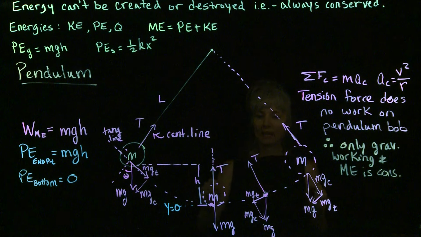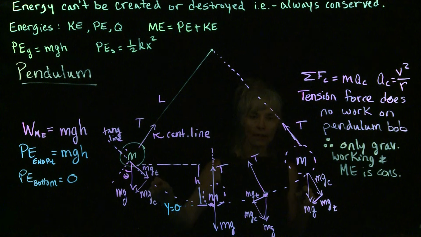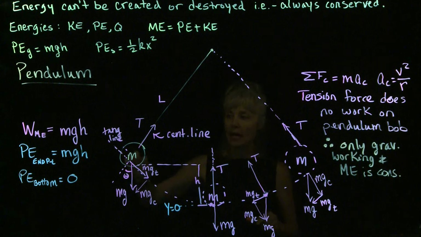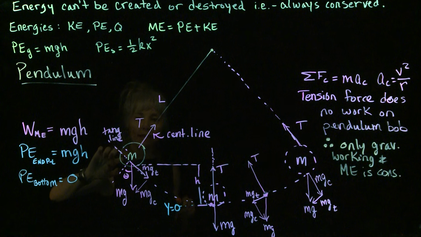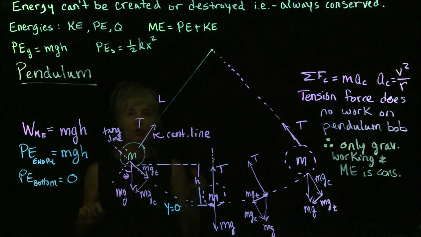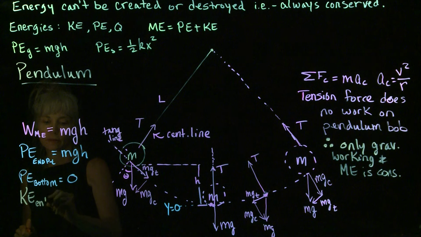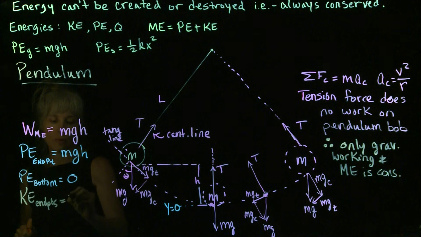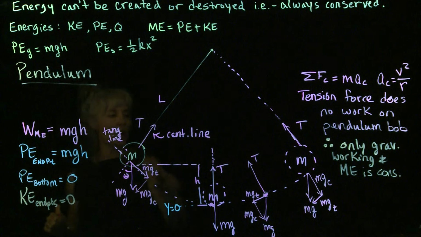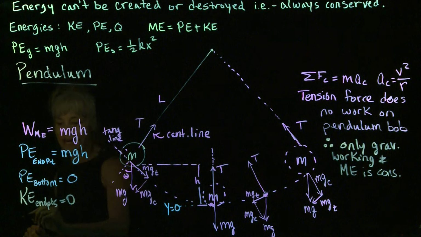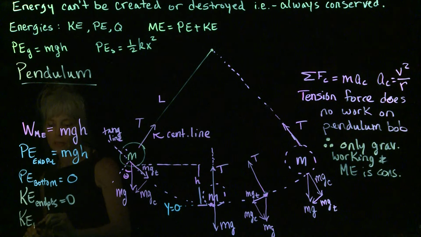Therefore, the mechanical energy at any point, the sum of potential and kinetic, is the same as the sum of potential and kinetic at any other point. So at the endpoint, all of the mechanical energy is in the form of potential energy. The bob is not moving at the endpoints. So the kinetic energy at the endpoints is 0. The bob is instantaneously at rest at these endpoints, and the kinetic energy at the bottom then must be max.